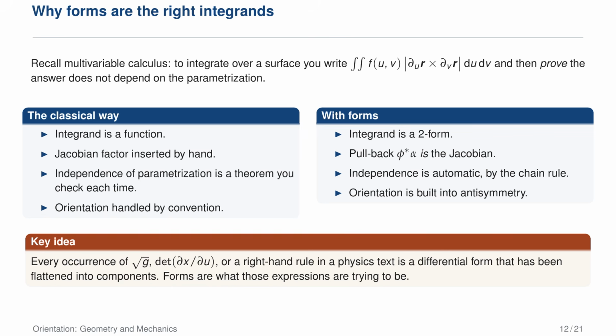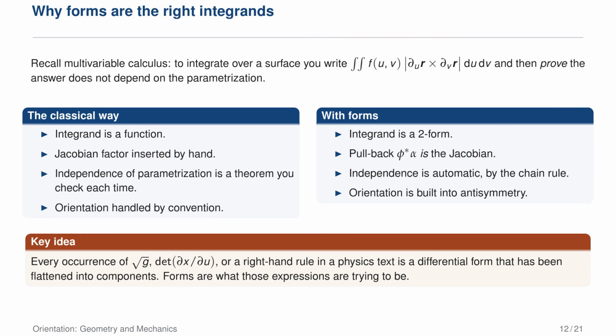You parametrize the surface, you write down a function, you multiply by the magnitude of the cross product of the two partial derivatives, and then you prove that the answer does not depend on which parametrization you chose. Four things are happening there. The integrand is a function. The Jacobian factor is inserted by hand. Independence of parametrization is a theorem you check. And orientation is handled by convention. With forms, all four collapse.